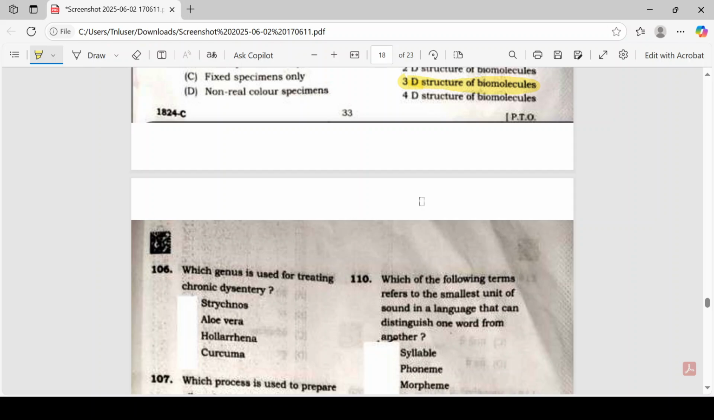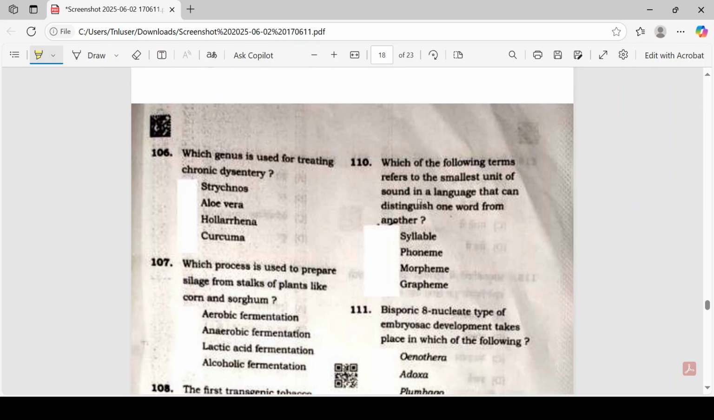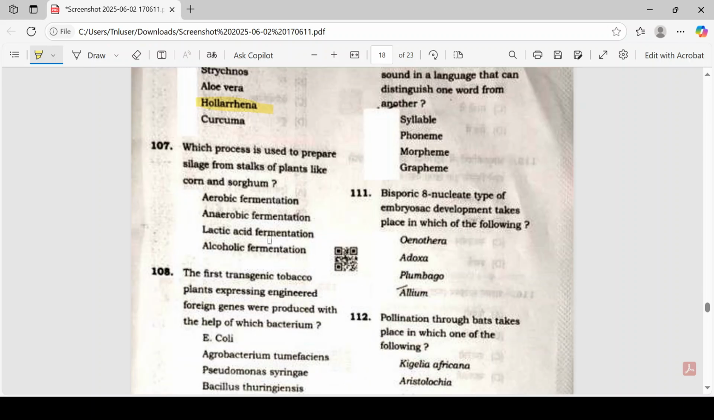Now question 106. Which genus is used for treating chronic dysentery? The correct answer for this will be option A, that is Holarrhena. Okay, let's move to the next question. 107. Which process is used to prepare silage from stalks of plants like corn and sorghum? The correct answer to this will be anaerobic fermentation, that is option B.